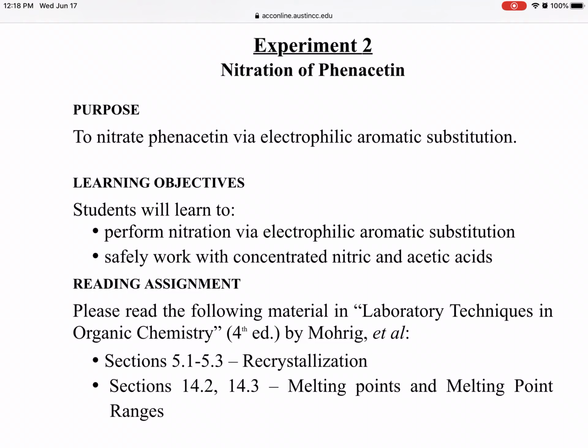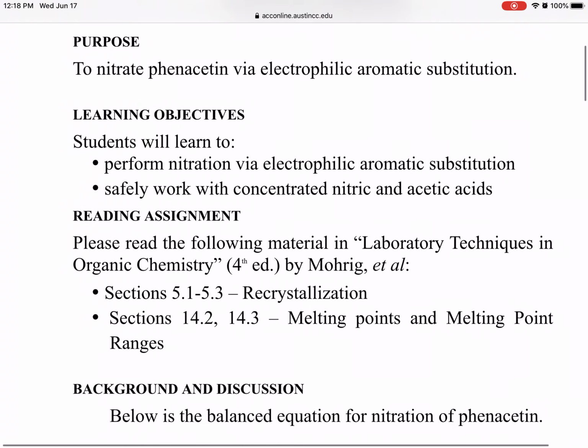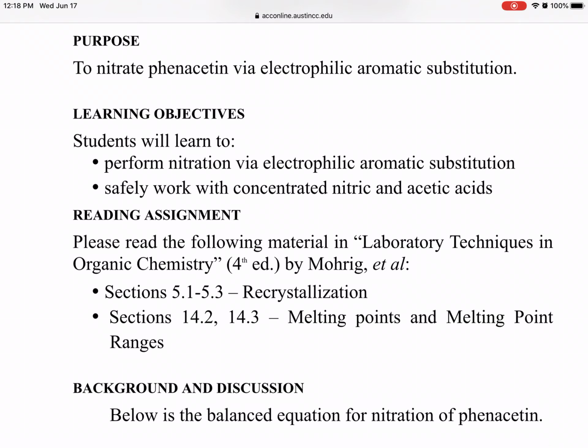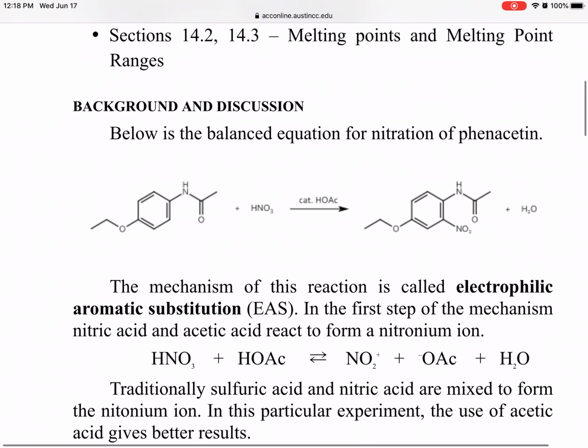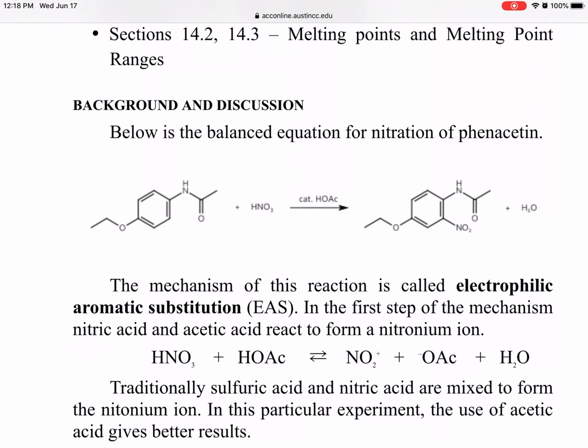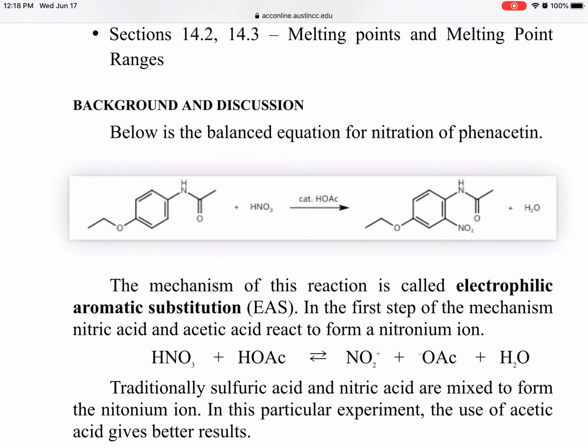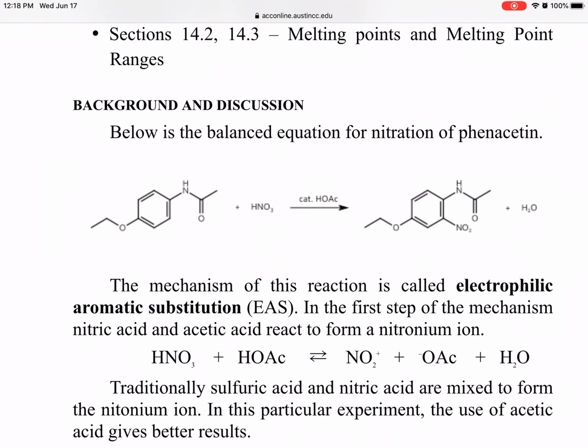Okay. So the learning objectives of this experiment would be, you will learn how to nitrate via electrophilic aromatic substitution. You will also learn how to safely work with concentrated nitric acid and acetic acid. Now here is the balanced equation for nitration of phenacetin. So this is the structure of phenacetin.